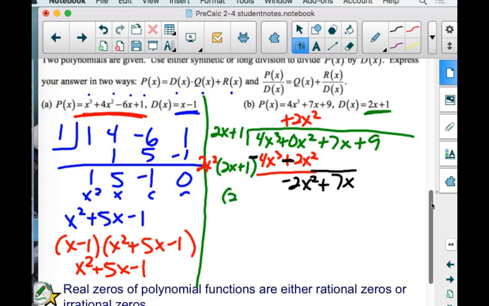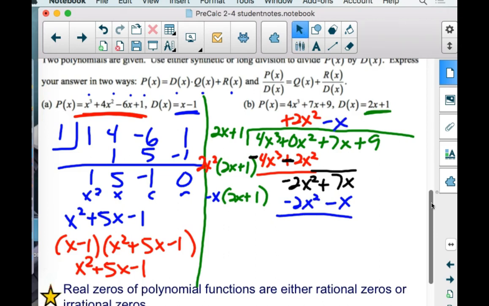And I'm back to my 2x plus 1. And thinking, how do I get 2x to be negative 2x squared? I have to multiply it by a negative x. So that would give me negative 2x squared minus x. I'm going to go ahead and put my minus x up here. And then I have to change the signs and add. Well, my x squareds are gone, which is exactly what I wanted here. And then I have 7x plus x is 8x. And bring down the 9 and get back at it again.